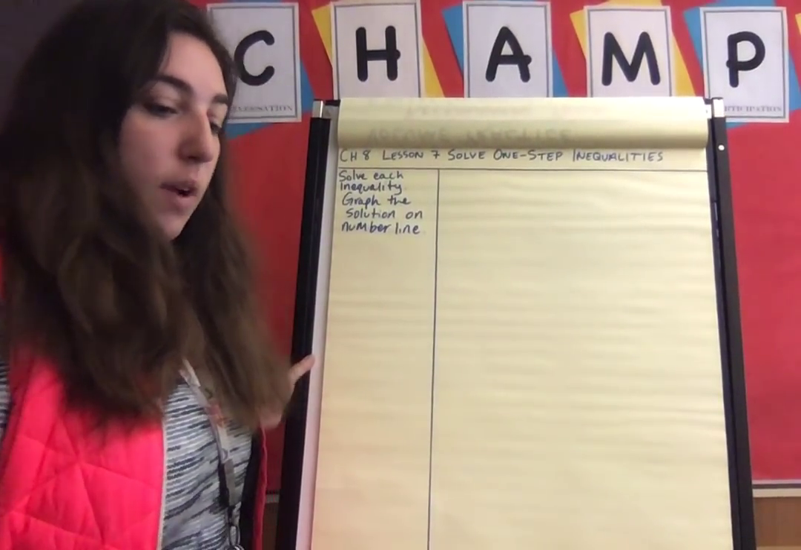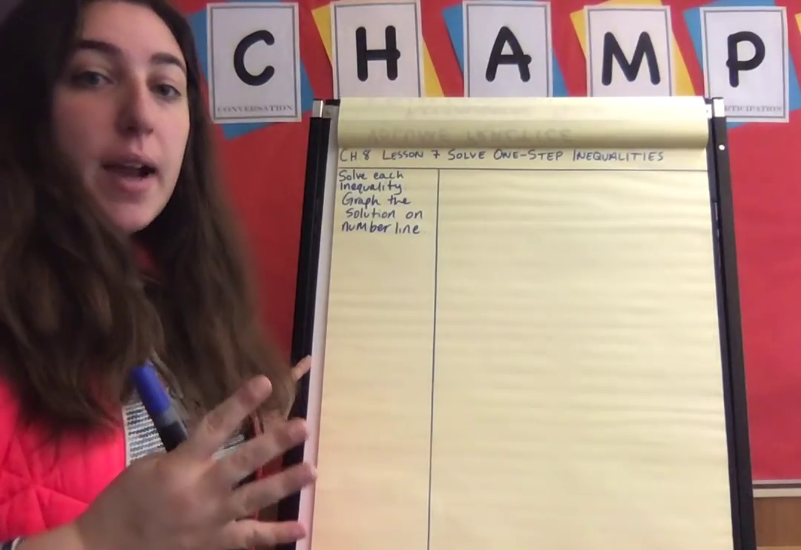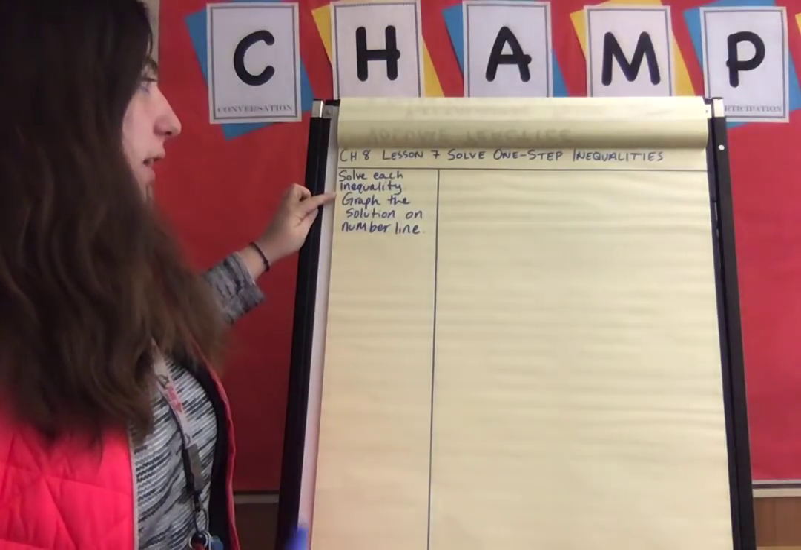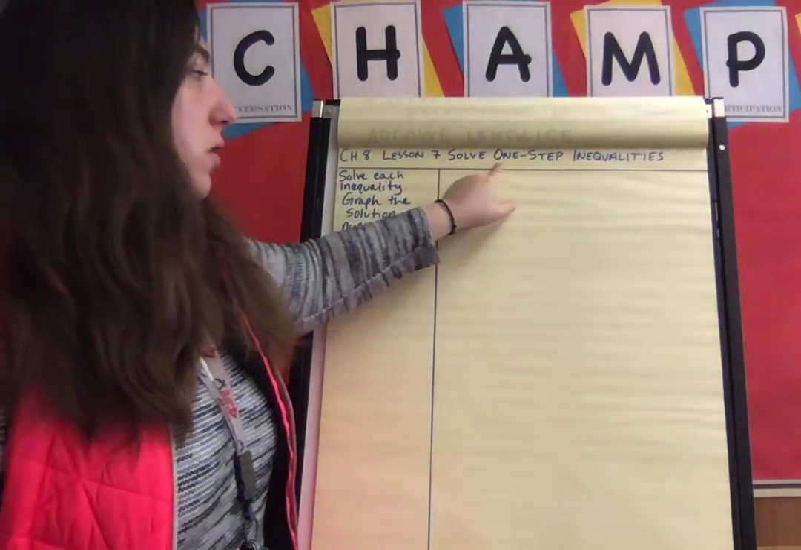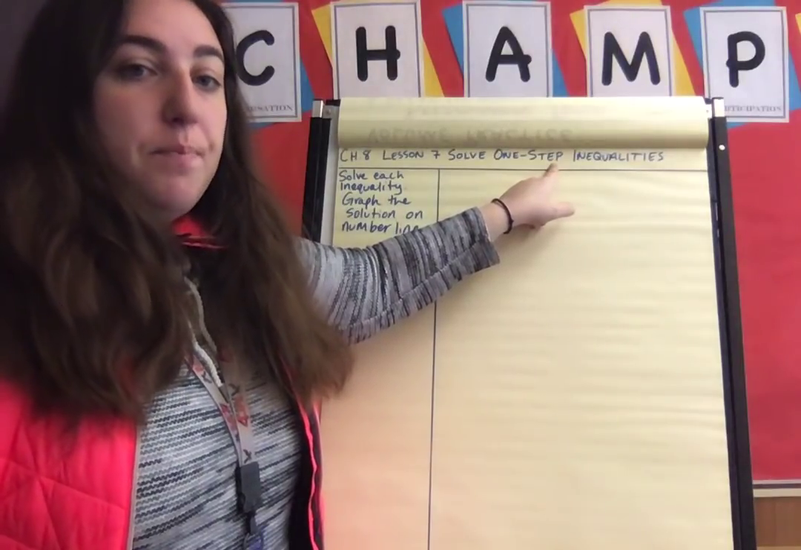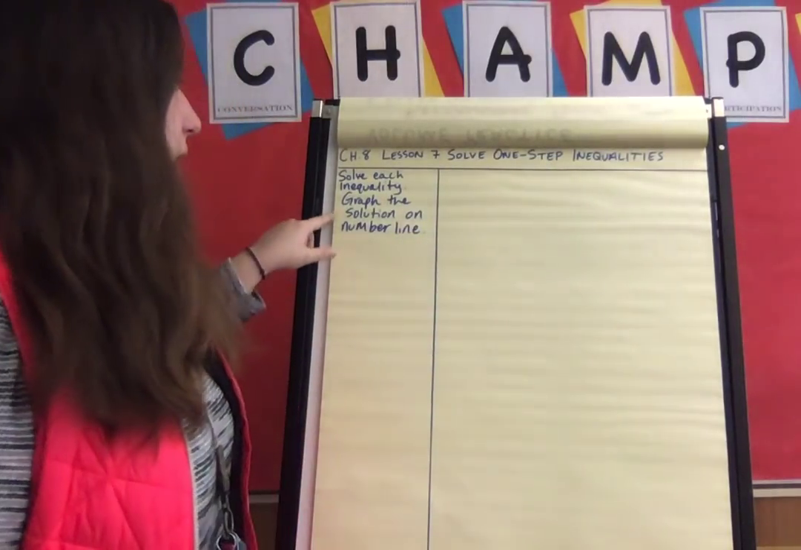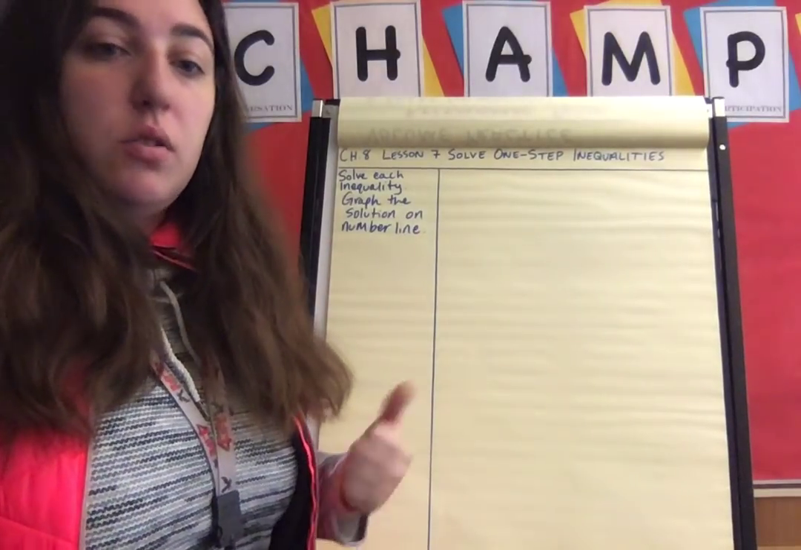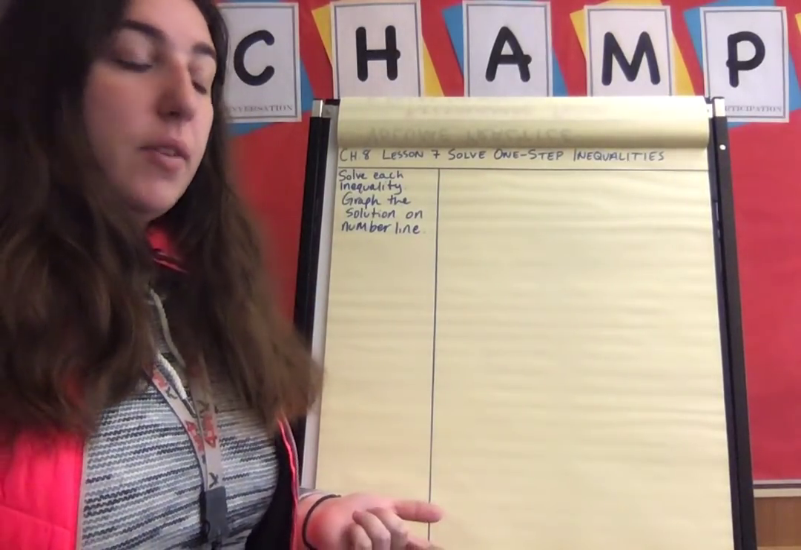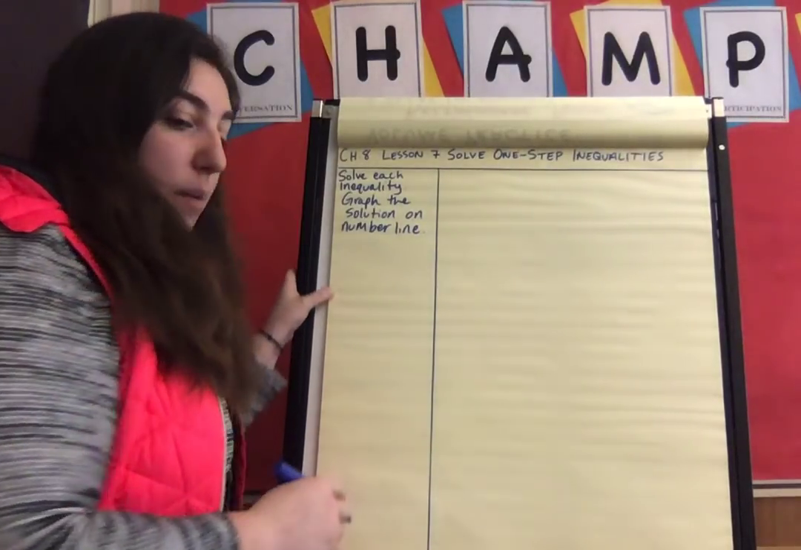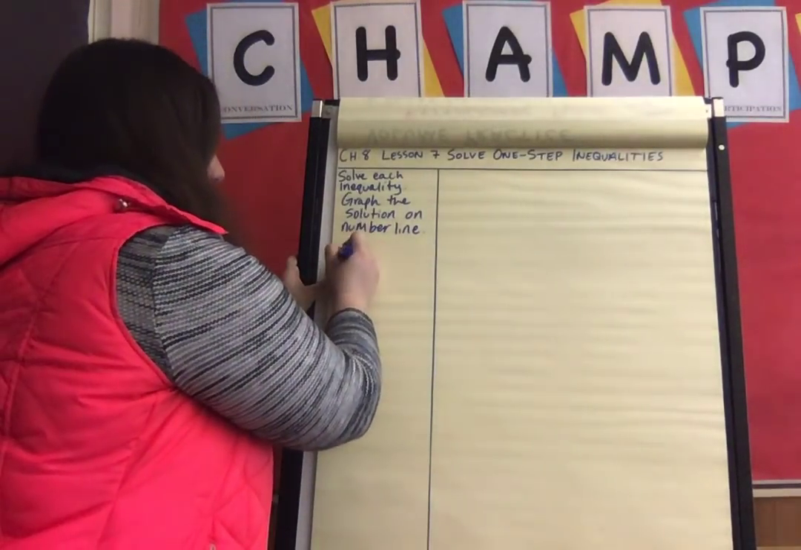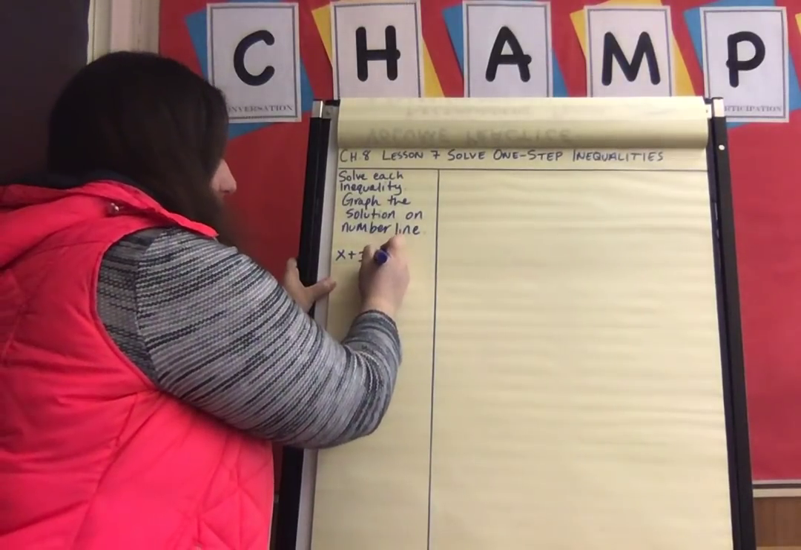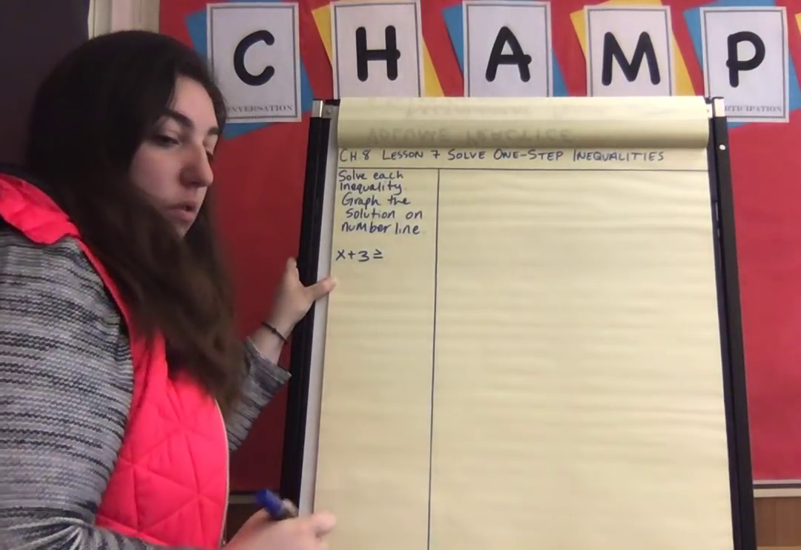Now, I'm going to have 4 examples for us to practice with, and so to review, we're going to be solving each inequality, and again, it's going to be a one-step inequality that we're going to be solving, and then we're going to graph the solution on the number line. Yesterday, we practiced writing inequalities and graphing. Okay, so our first example is x plus 3 is greater than or equal to 10.